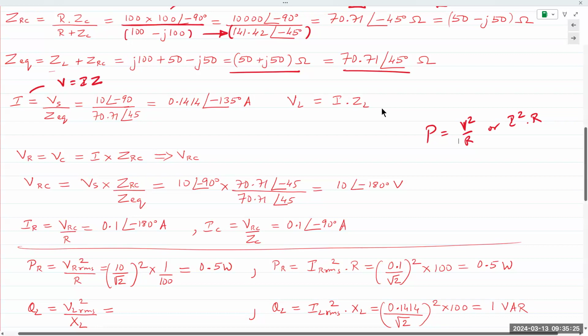We already have the current for the inductor because we found the total current in that circuit. For the source, we already have the voltage. If we find the current for the source, we can simply apply VI asterisk and we can find the answer for the total source power. Does that make sense to everyone? Yes.